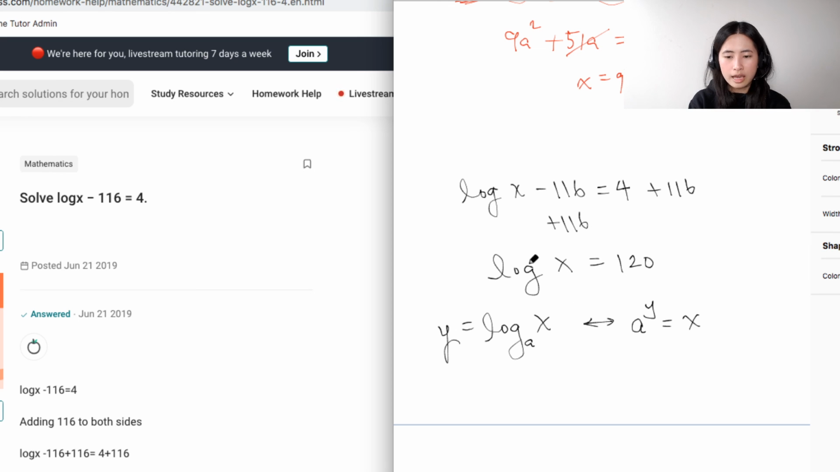We know that our a is 10, right? This is log of base 10. Your y value is 120 coming from here. So this is going to be 120, and then simply this is just your x. So that's why x needs to be equal to 10 raised to the power of 120. And I don't think you need to express what 10 raised to the power of 120 is, because that's just going to be a huge number. I think you can just keep it as an exponent.